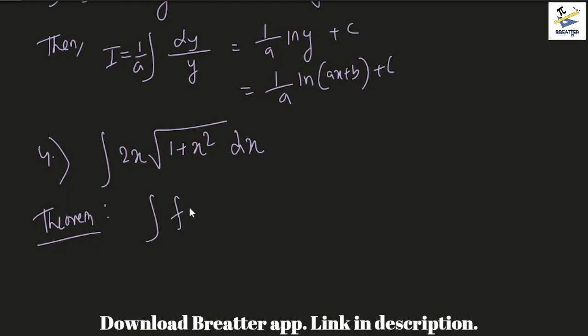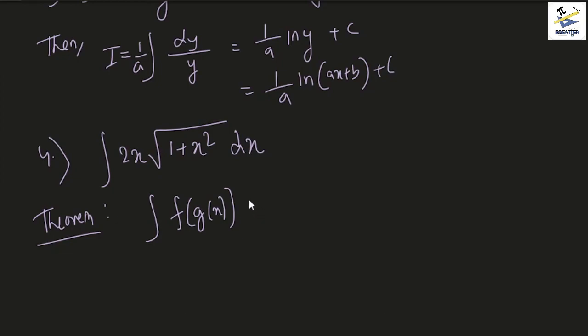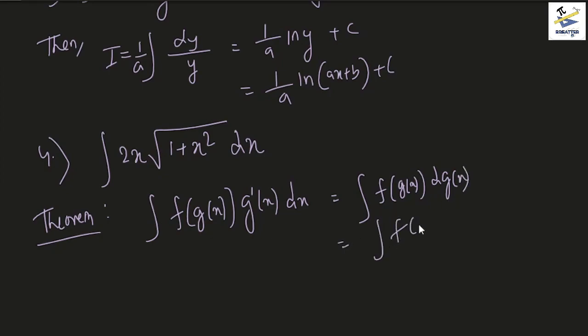The theorem says that if you have f of gx into g prime x dx, which as you can see is the chain rule form, then this is equal to the integral of f of gx d of gx, or you can say this is equal to the integral of f of y dy, where y equals gx. So you just need to integrate the function f. If the function f is integrable in an elementary form, you would be done.